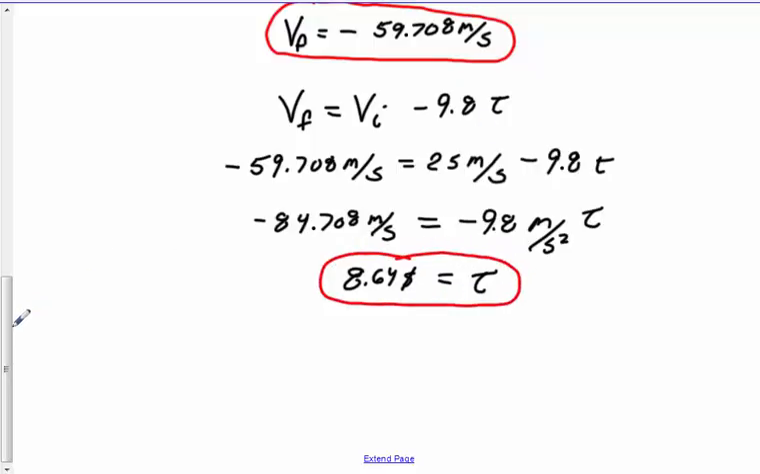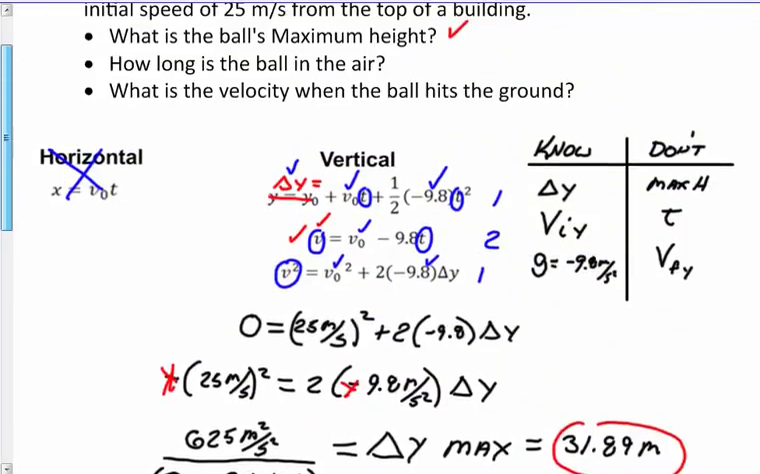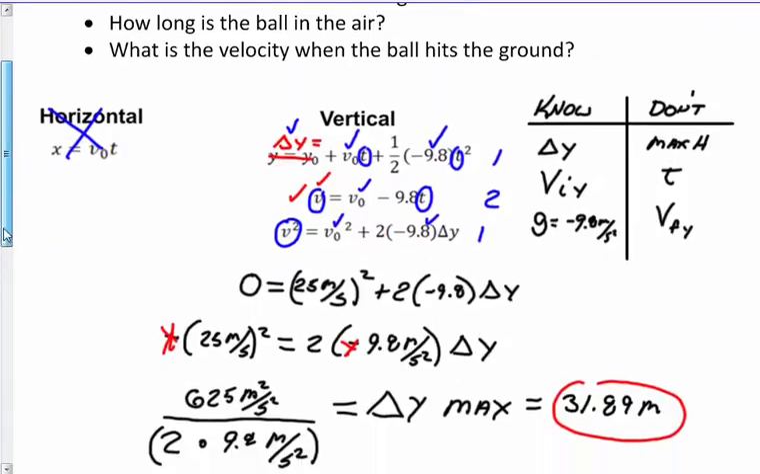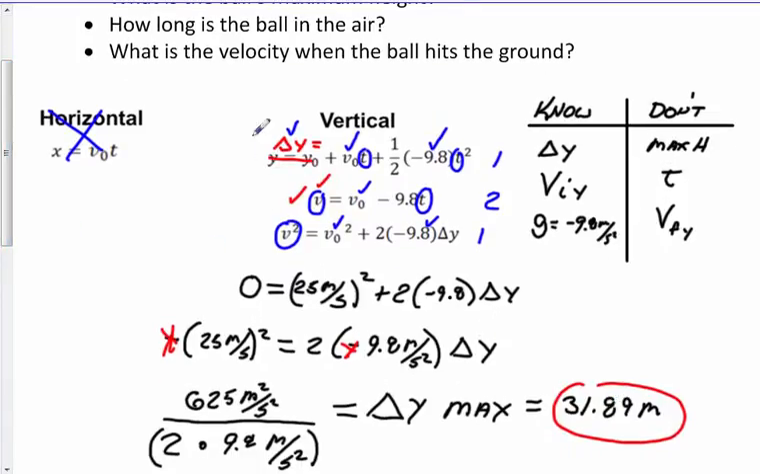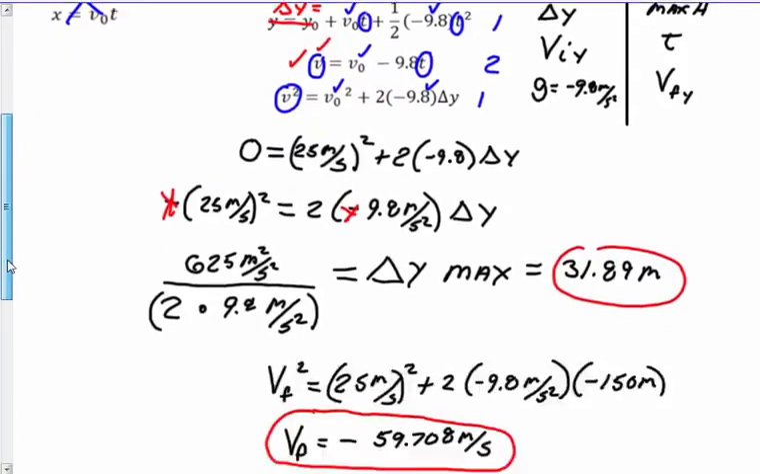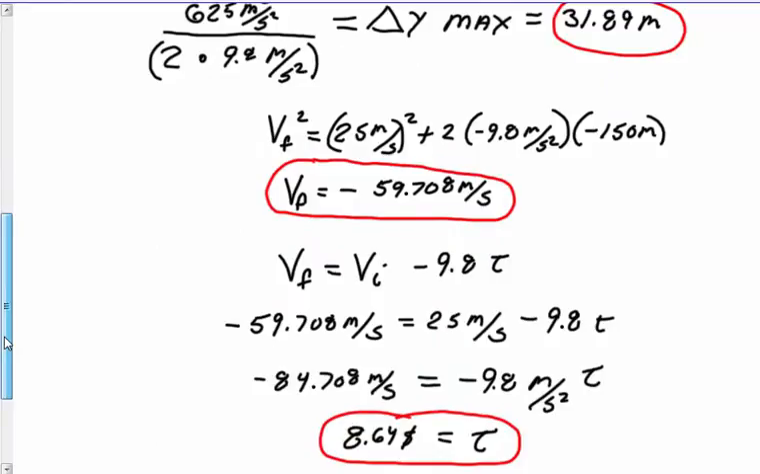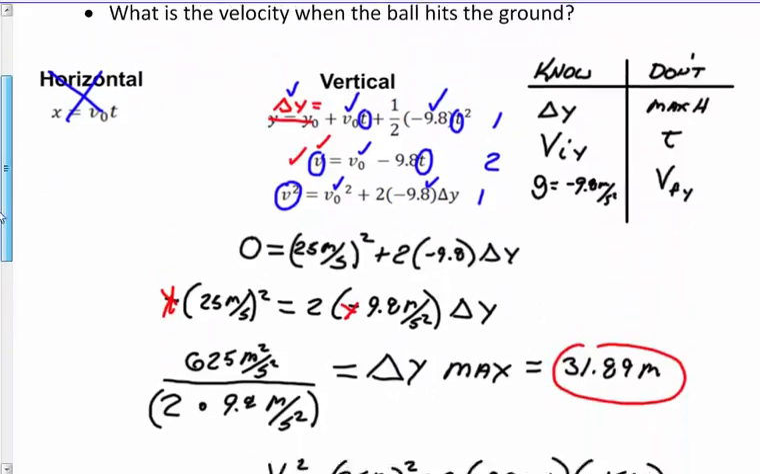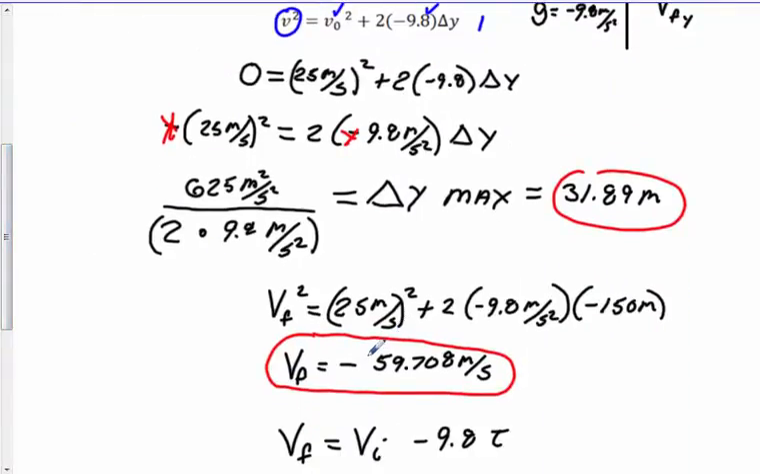Okay? All right, so I was able to solve everything I was asked here. I was able to solve maximum height. Throw that ball straight up, it's going to go 31.89 meters. How long is the ball in the air? Well, we just figured that. That is 8.64 seconds. What is the velocity when the ball hits the ground? In this case, since you have no horizontal velocity, the velocity is going to be 59.708 meters per second going down.